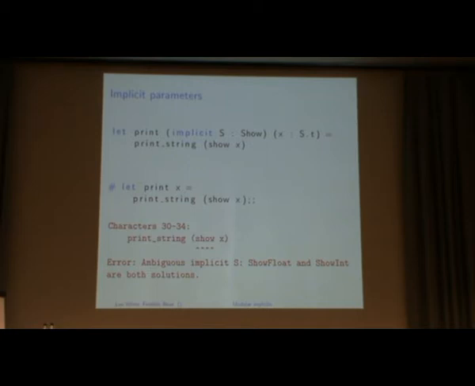Could you monomorphize print, by doing specialization, would that solve the ambiguity? Oh yeah, down here, you can make this print just work on ints, and then the ambiguity would go away.